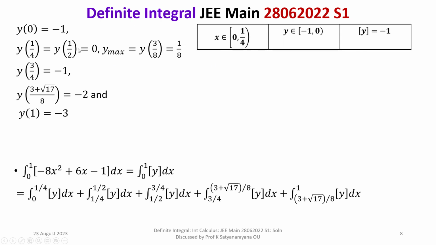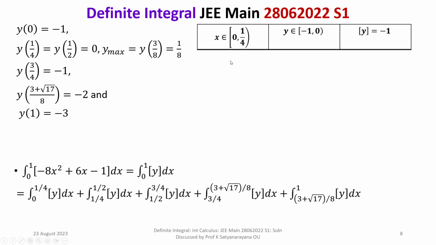Now x belongs to 0 to 1 by 4 in this interval, 0 to 1 by 4. So when x is equal to 0, it is minus 1. When x is 1 by 4, it is 0. So y belongs to the interval minus 1 to 0. And what is the greatest integer? Greatest integer in this is bracket y is minus 1. This end. Always you have to consider this end. Agreed. So 0 to 1 by 4 bracket y is minus 1.